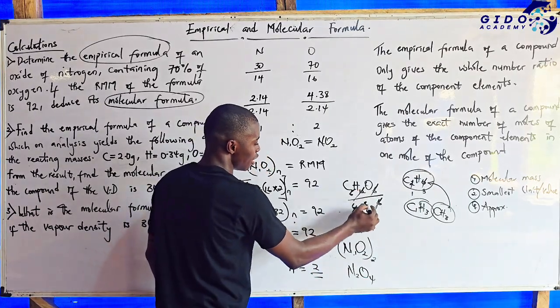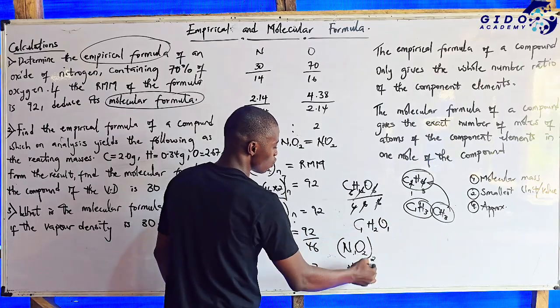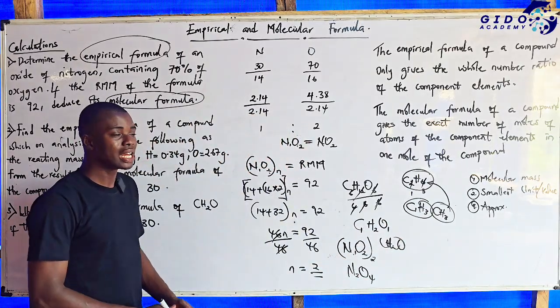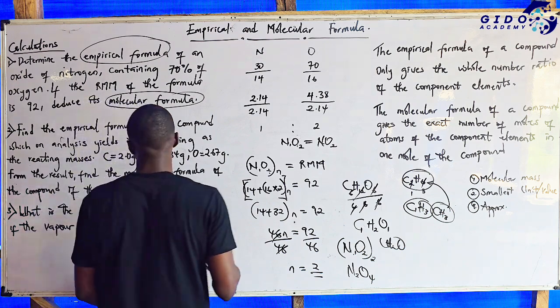Here will give us 12 divided by 6, we are left with 2. Then O will give us what? 1, which is CH2O. So that is how you calculate the empirical formula of a compound.